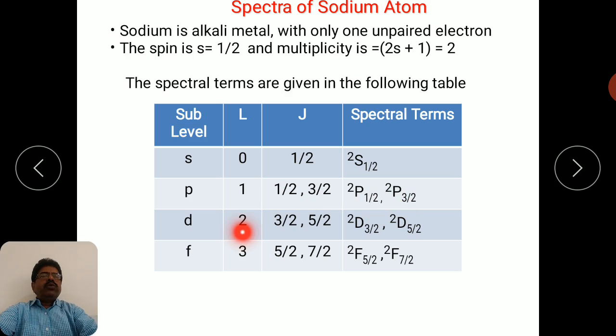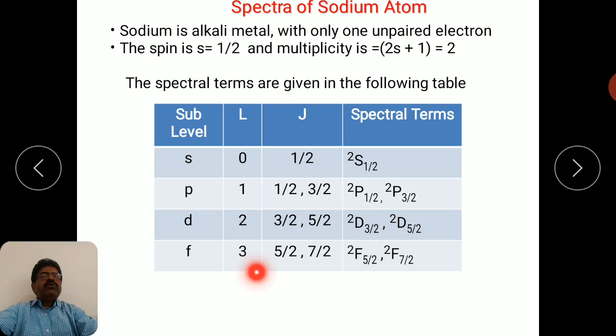Then for L equal to 2, we use letter D: 0, 1, 2 correspond to S, P, D. What will be the values of J? L is equal to 2, S is equal to half. So 2 plus half is 5 by 2, and 2 minus half is 3 by 2. These are the J values, 3 by 2 and 5 by 2, and therefore the spectral terms are doublet D 3 by 2 and doublet D 5 by 2.